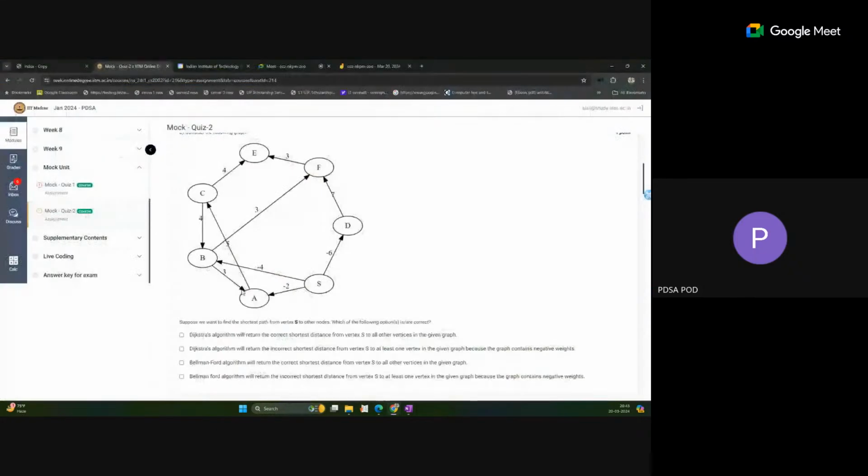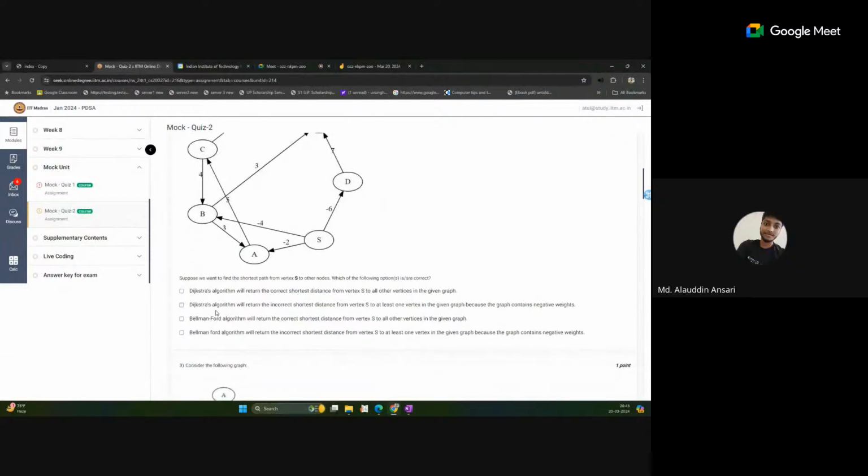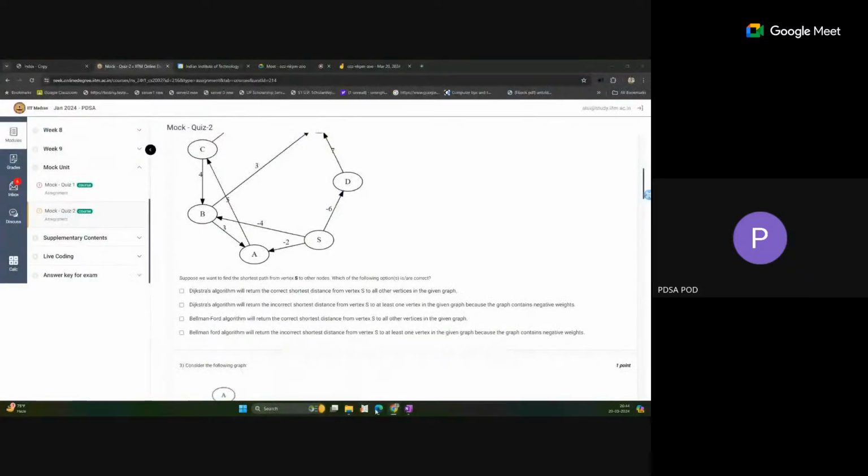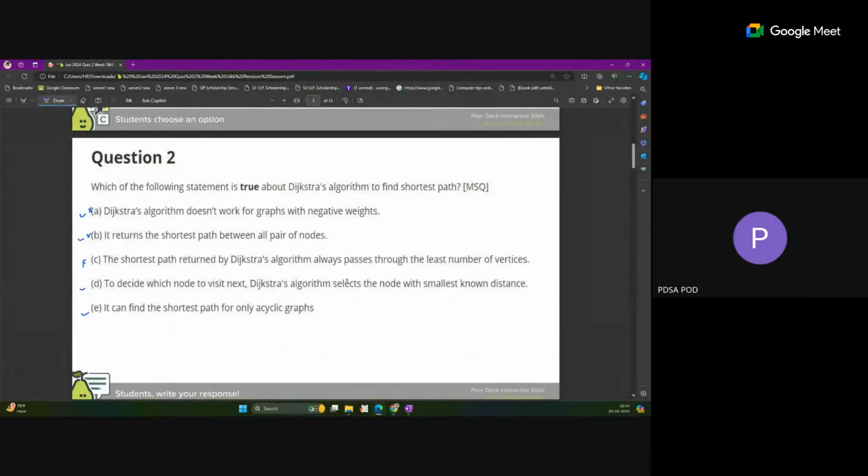But for the particular question, like this question, the correct answer is that Dijkstra's algorithm will return the correct answer. But apart from that, the Bellman-Ford algorithm will work on negative weights, but not negative weight cycles. Similarly, the Floyd-Warshall algorithm also works on negative weights, but not negative weight cycles. So next statement. This is actually true conceptually.